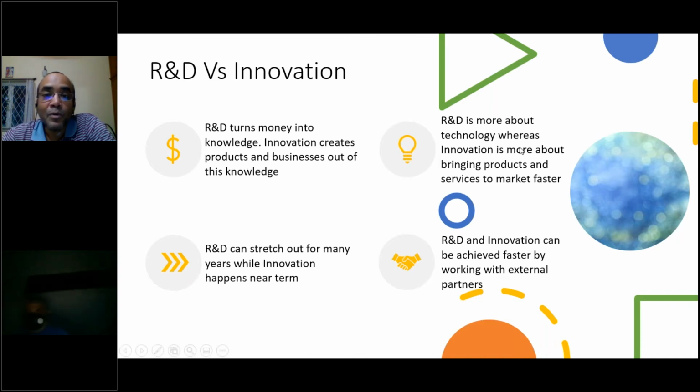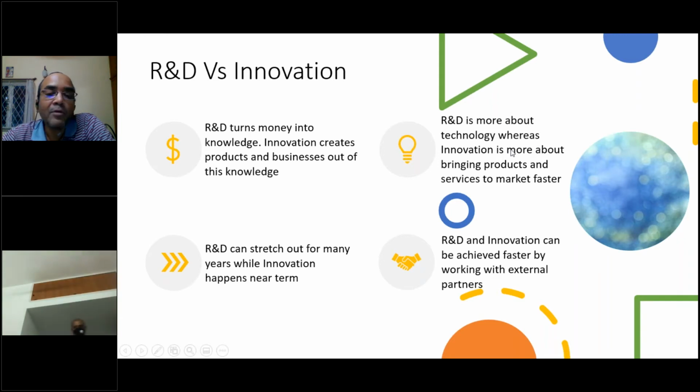And again, R&D is more about technology, which is important. Without technology, there's probably no innovation. So that's a given. But then innovation is more about taking the technology and bringing out products and services to the market fast. Innovation is all about creating value, having somebody pay you for the service that you provide. The value that is provided is what innovation is all about. So that's another subtle difference between R&D and innovation.